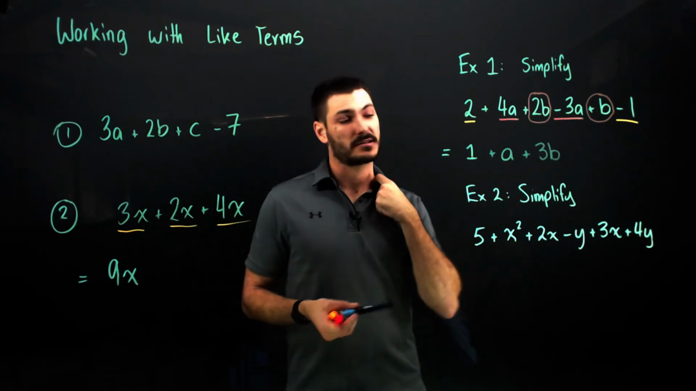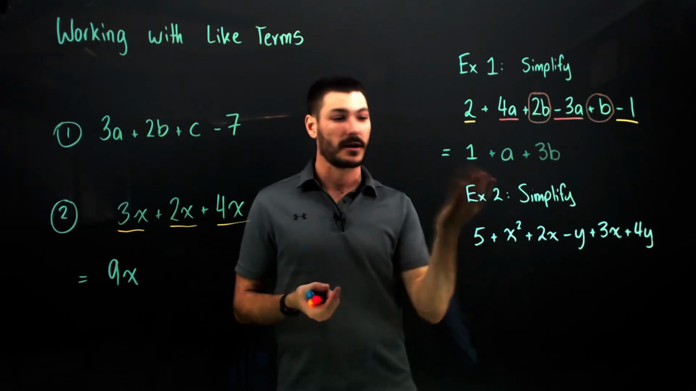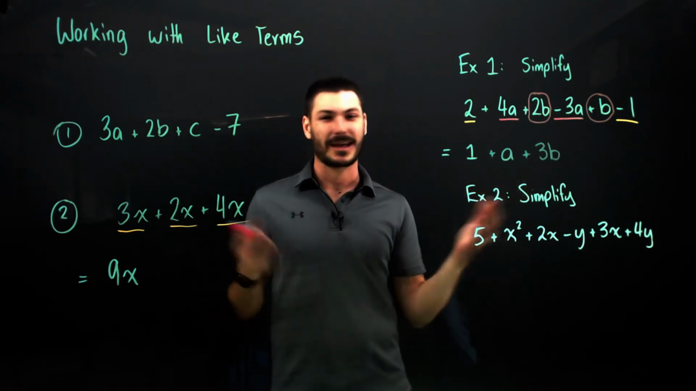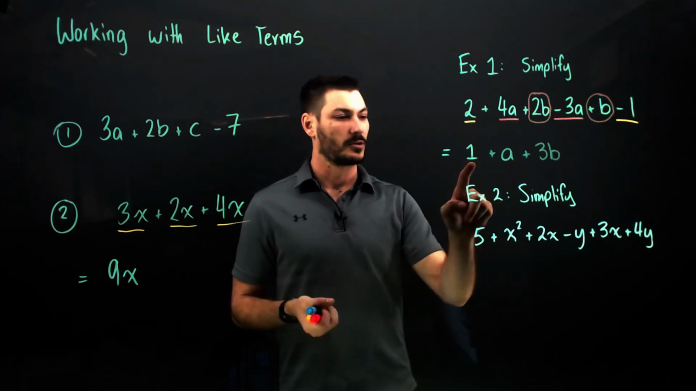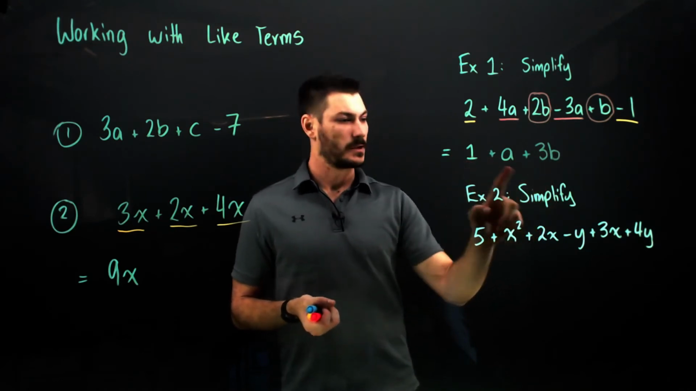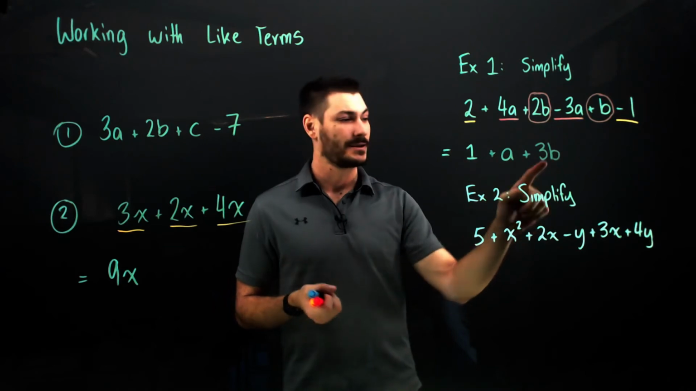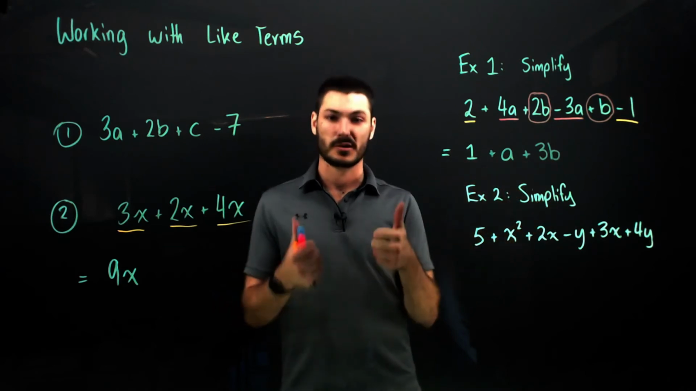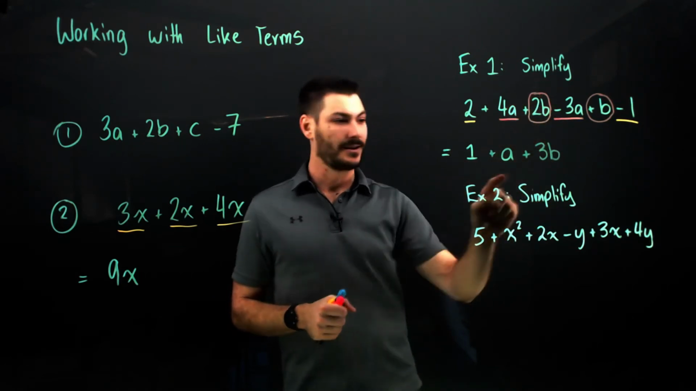If you're unsure if it's as simplified as it gets, go back through your final expression here and check if there are any more like terms. So 1, there are no other constants. A, there are no other a's. B, there are no other b's. So we're done. That's as simplified as that expression gets.